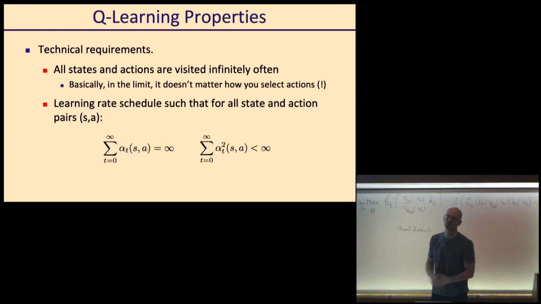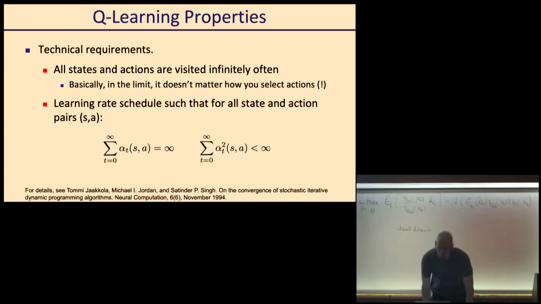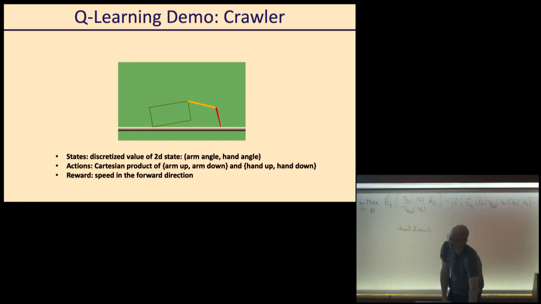You can refine this. You can say, maybe 1 over the number of times I've visited a state action pair so far. Because really, your learning rate should depend on that specific state action pair, how often you've been there, not necessarily in general how long you've been learning. And there are some nice papers proving those theoretical guarantees. So let's look at this in action.